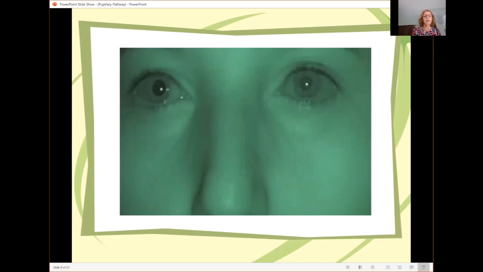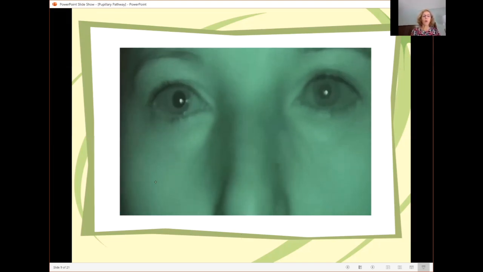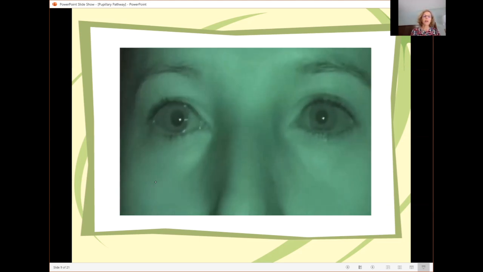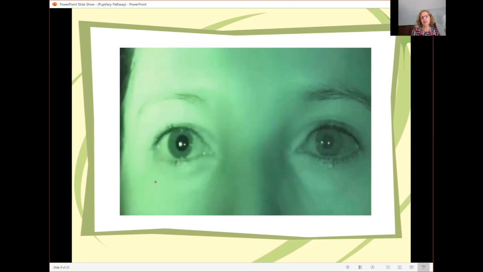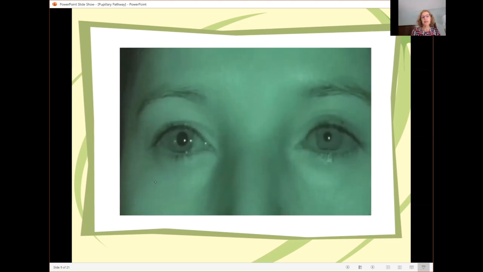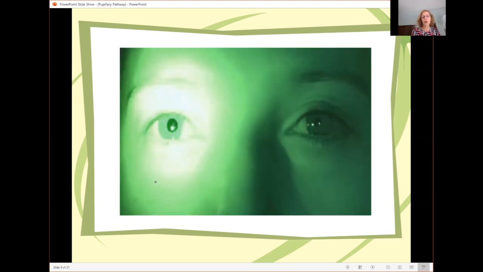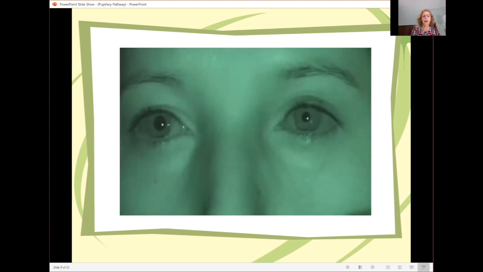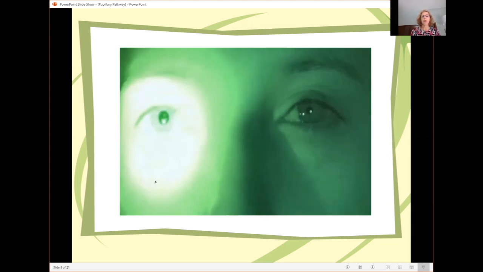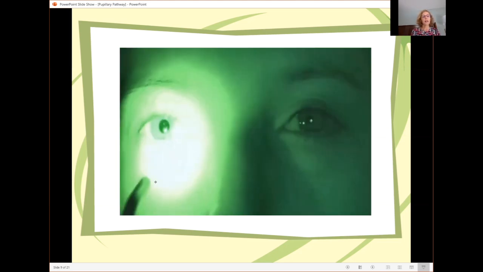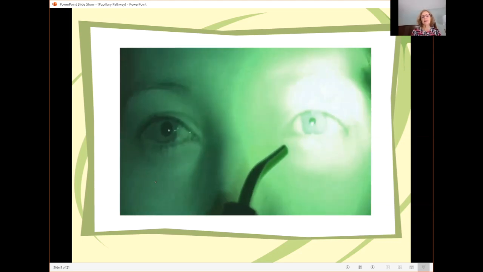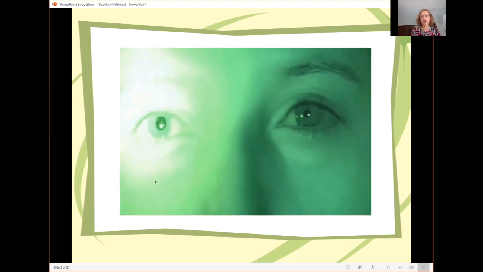This is an example of a patient with a right tonic pupil. You'll see that the right eye is not responsive to light, but you can see the irregularity of the pupil borders, which is characteristic of a tonic pupil. When you shine light in the left eye, you can see that the left pupil constricts, but the right does not have a consensual restriction.